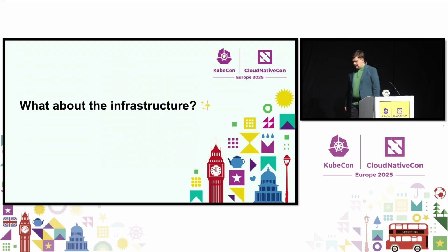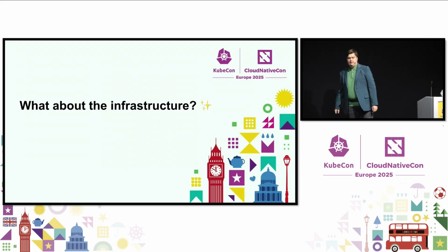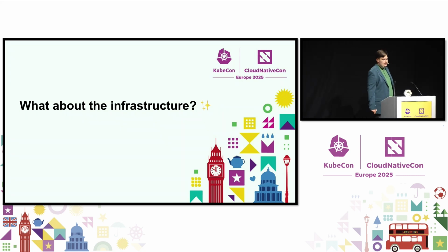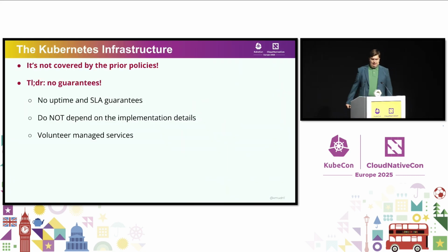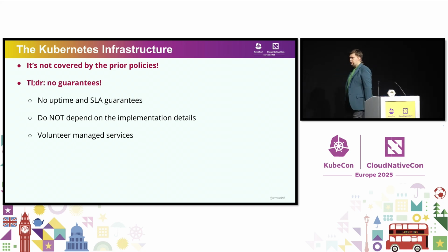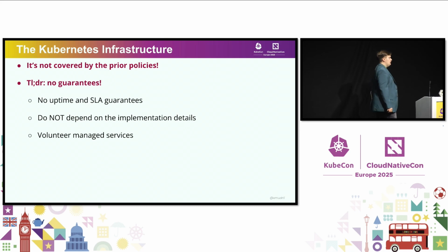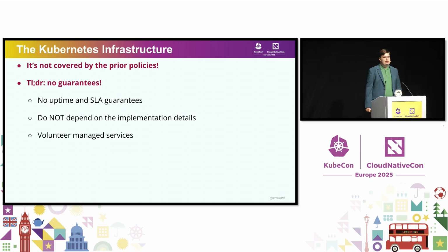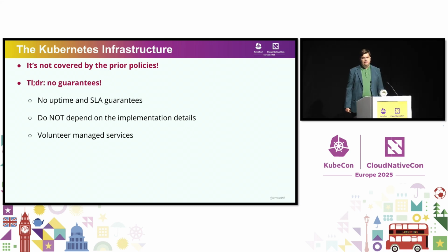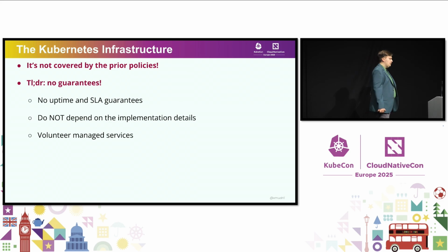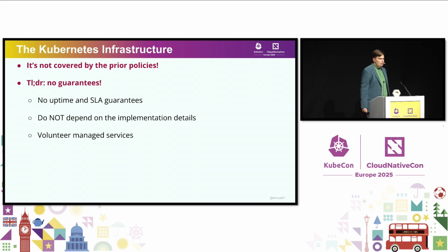Okay, but we didn't talk about the infrastructure, did we? So this is a little bit different, and it is very important to clarify this as well. The infrastructure of the Kubernetes project is not covered by the prior policies. In other words, there are no guarantees of any sort for the infrastructure provided by the Kubernetes project. So think about registry.k8s.io, dl.k8s.io, packages.k8s.io. None of those actually have guarantees.